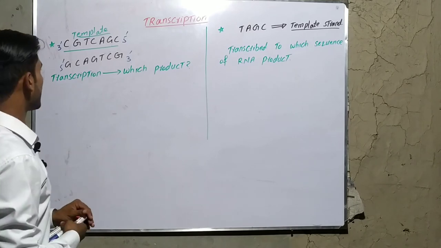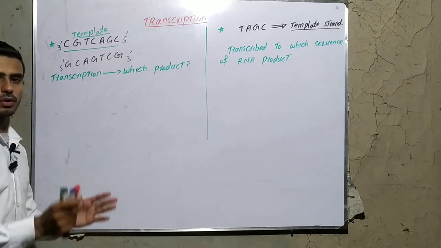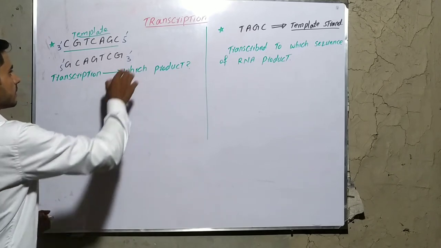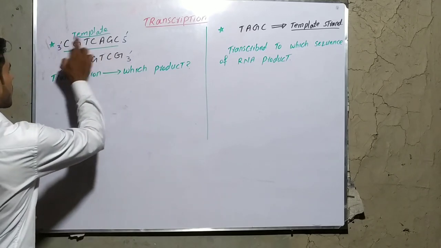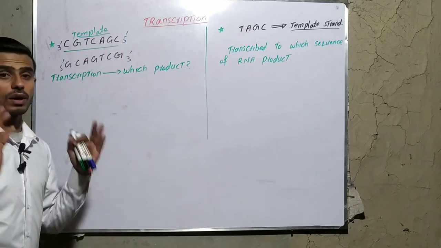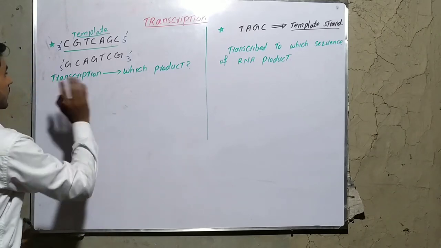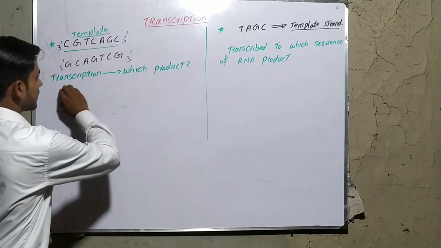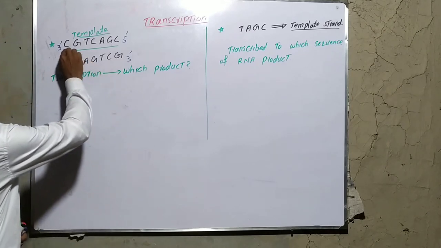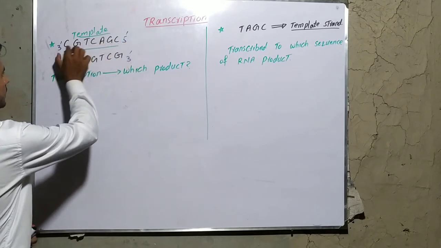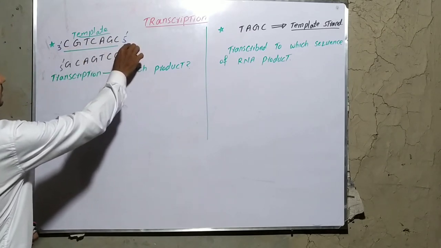We will see that the strand which runs from 3 prime to 5 prime end is our template strand. Both strands are shown 3 prime to 5 prime. Then we will see the direction of transcription. That is the direction of transcription in this way. So this is the direction of transcription, and this is the 3 prime to 5 prime end. So this is going to be transcribed.